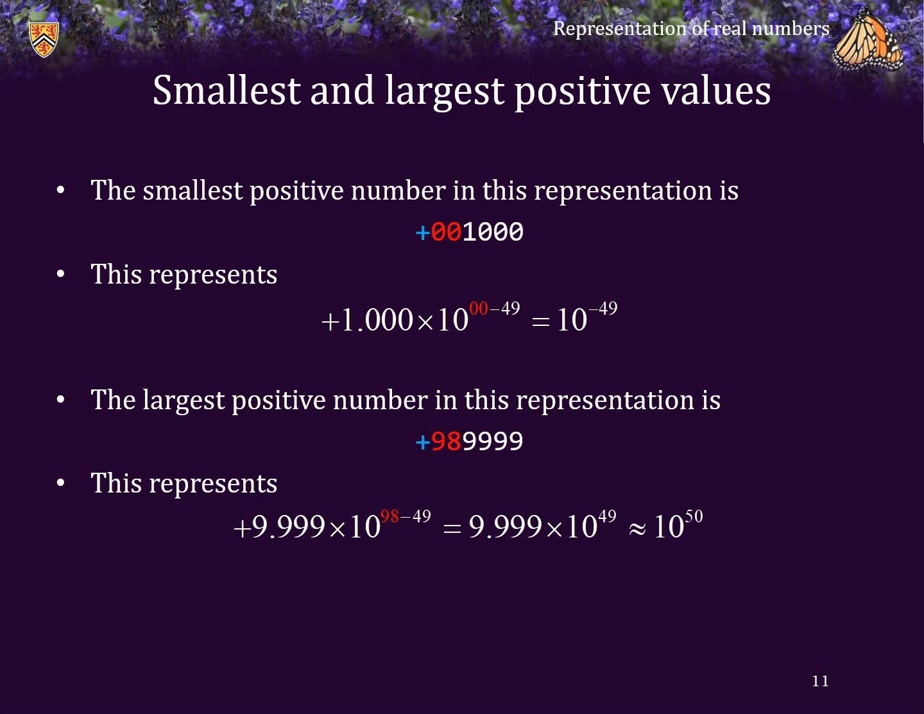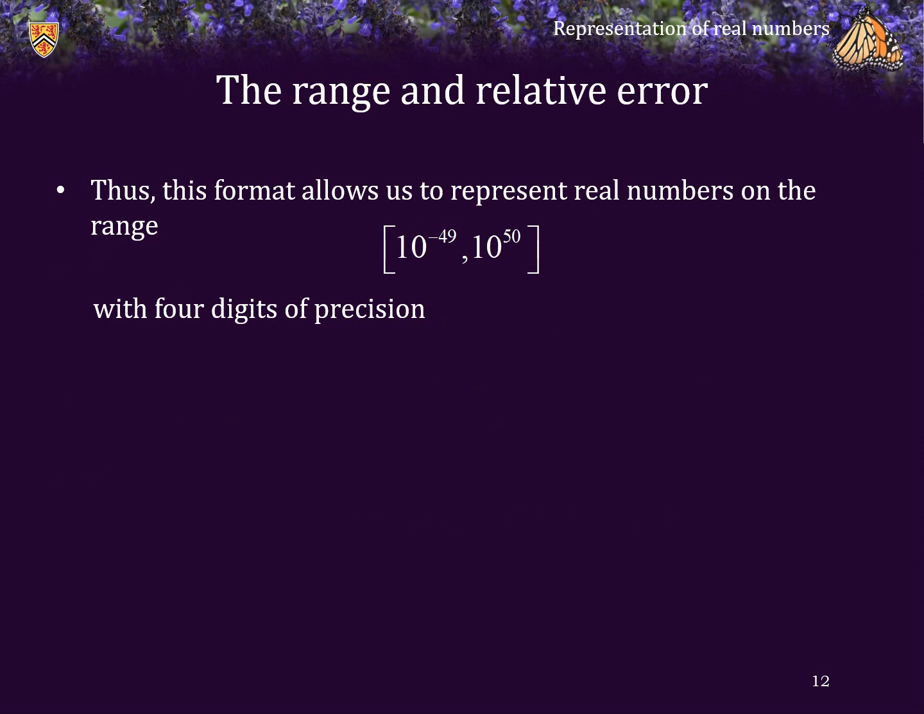So what's interesting here is that with just 6 decimal digits, we can represent, or at least approximate, all real numbers on the range from 10 to the negative 49 up until 10 to the 50 with 4 digits of precision. And of course, the same for negative numbers as small as negative 10 to the 50.